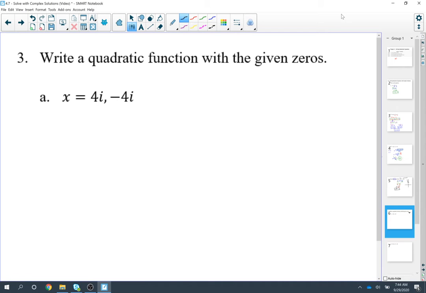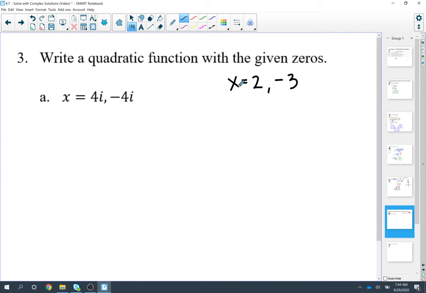Example 3, write a quadratic function with the given zeros. Letter A, x equals 4i and negative 4i. Now, before we start this one, I want to start with real numbers. That might make it slightly more simple. So let's say we had the zeros of x equals 2 and negative 3.